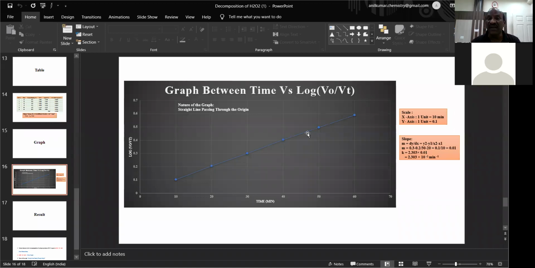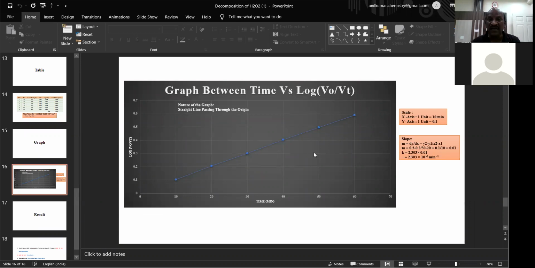Then here you see we will get a straight line. So we will get some points here, and you have to draw a straight line which is passing through the origin. That's very, very important. Some points may be here, or some points may be here, like this. So the maximum number of points should coincide with the line, which is passing through the origin. We have to draw the line.